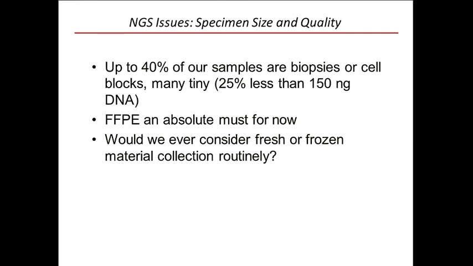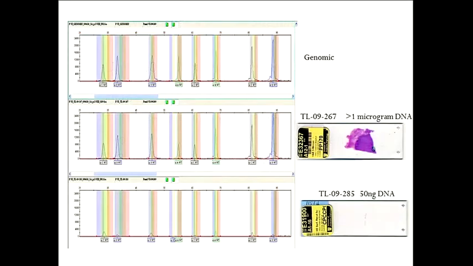40% of our samples are biopsies or cell blocks, and that's our samples. Since we don't test everyone, we get very few early stage tumors. We're getting largely metastatic disease. 25% of these have less than 150 nanograms total of DNA in 10 5-micron sections. So this is a real challenge. We have to use FFPE. I don't think using fresh material makes a lot of sense.